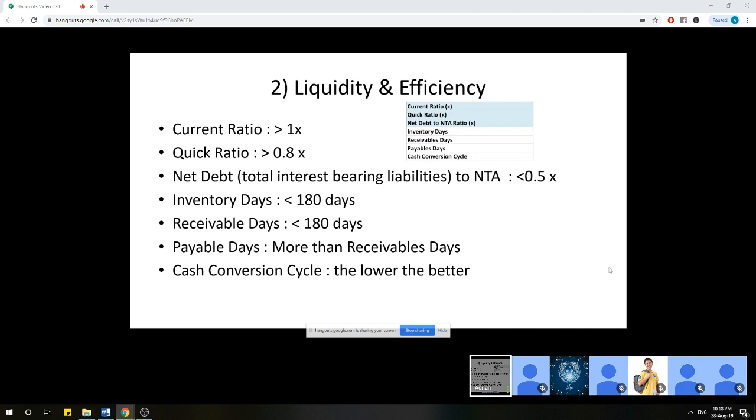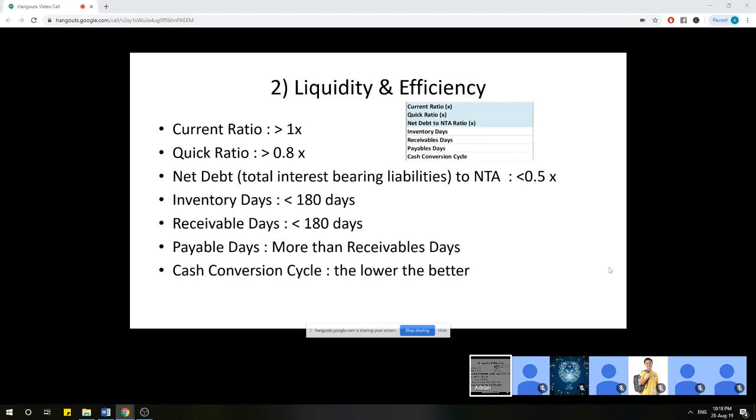Of course, as a general rule, when you see the inventory days spike up, for example, this year 90 days, next year you see inventory days become 150 days, then you have to see maybe something is wrong already. Great. Okay, good one. Okay, the next one is the receivable days.